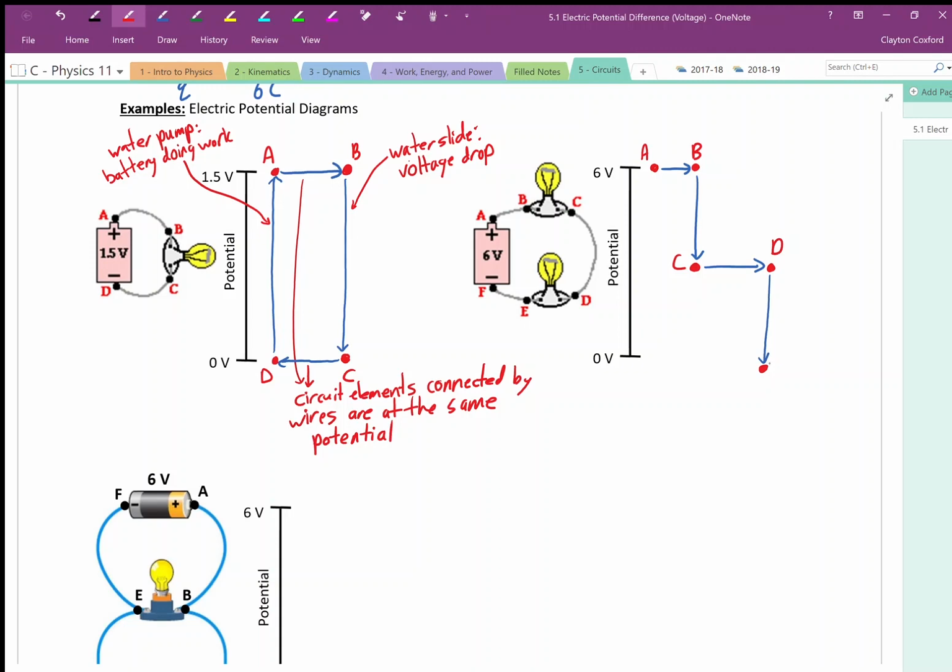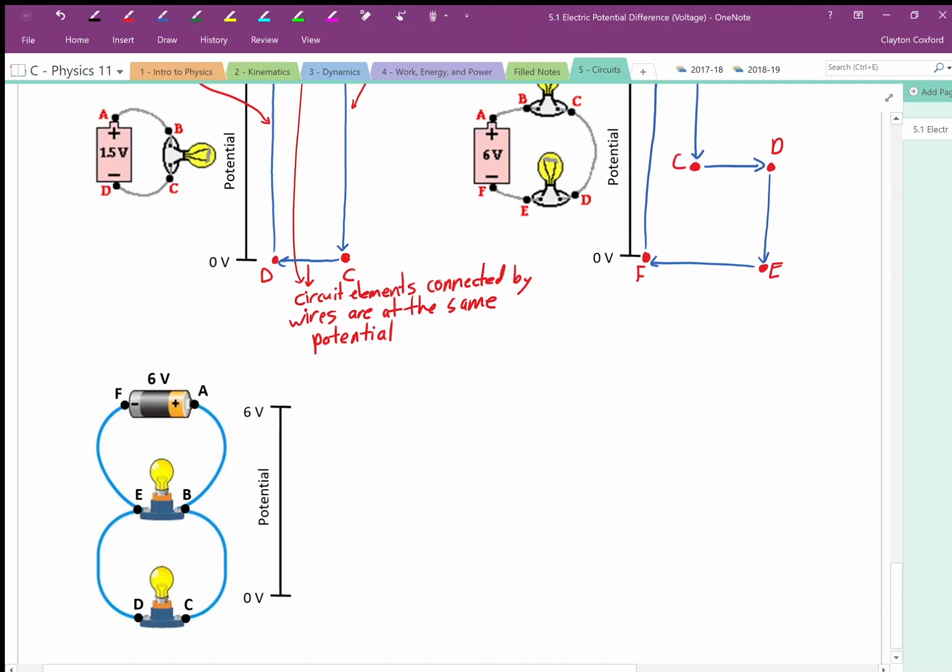So this is location E, and then the charges are going to flow. It takes no energy for them to flow to location F, which is at the bottom terminal, the negative terminal of the battery, and then the battery is going to charge those all the way back up to 6 volts so that they can flow again through this circuit.